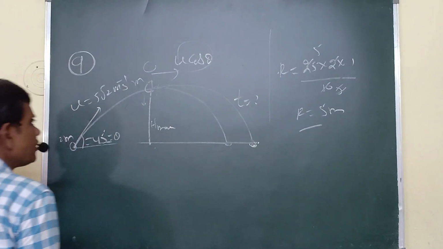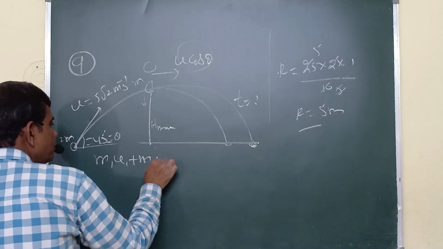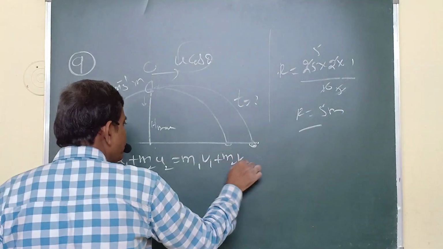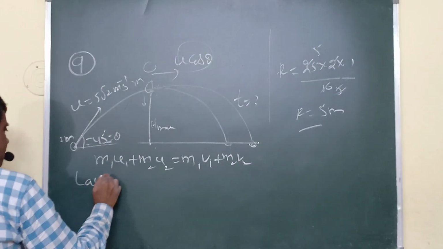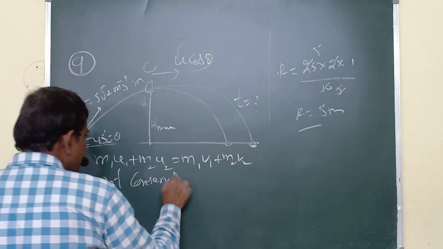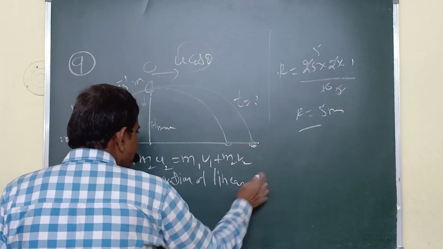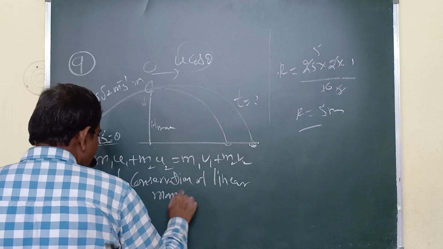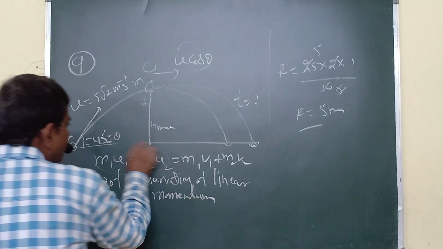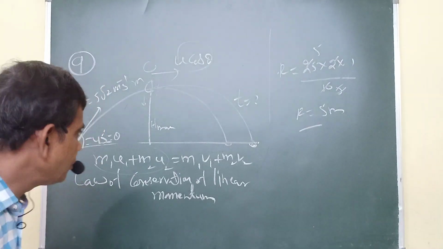What is the law of conservation of linear momentum? m1 u1 plus m2 u2 equals m1 v1 plus m2 v2. What is this called? The law of conservation of linear momentum. Before collision, total momentum equals after collision total momentum if the external net force is 0.